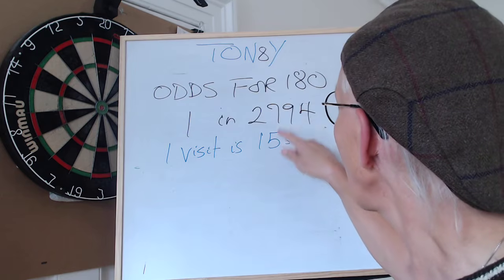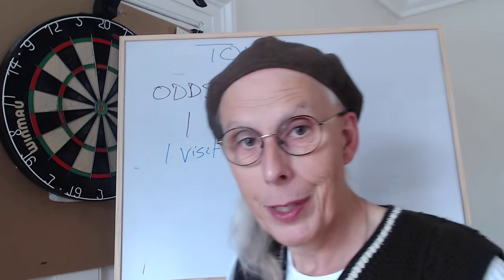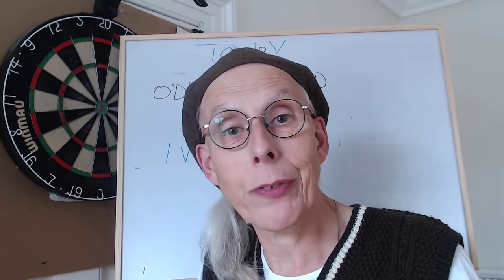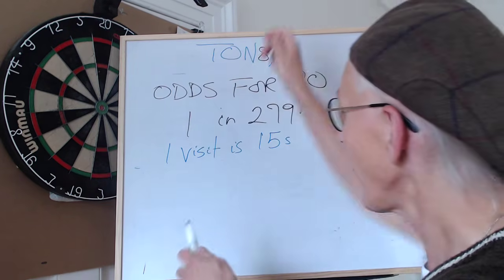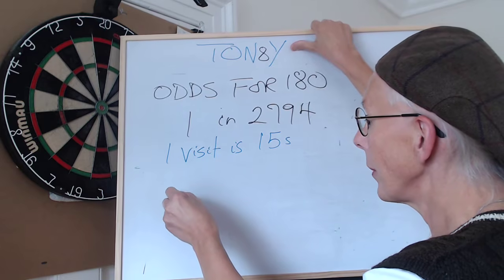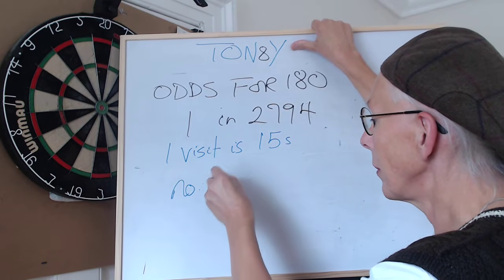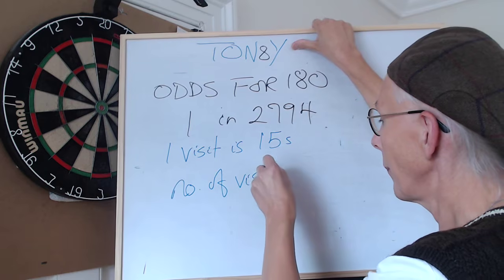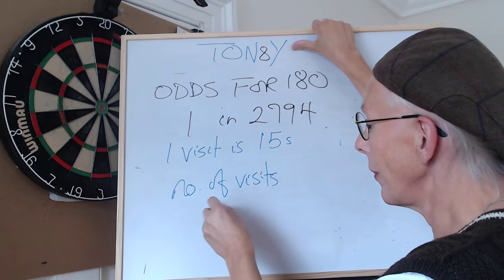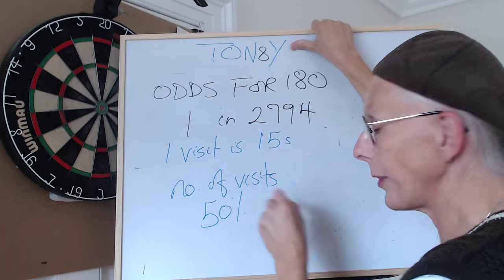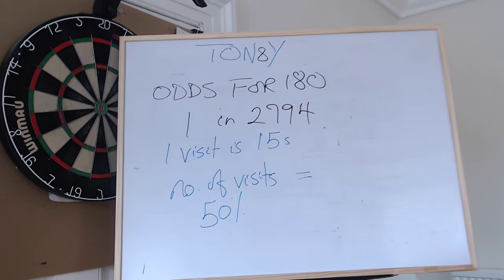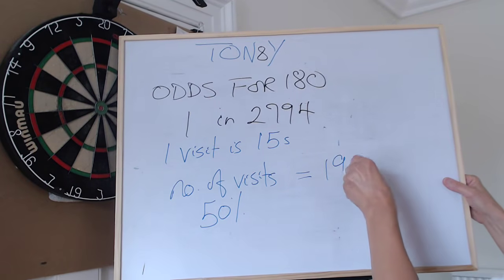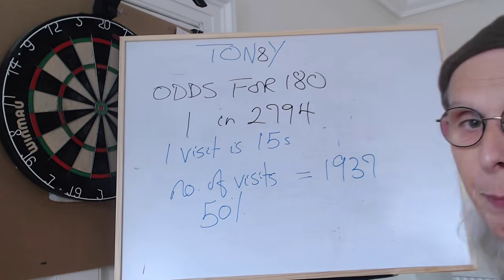Now you don't just multiply 15 seconds by this number, because Tony might get that 180 on his first go, because it's all random. So the way we do this is we ask how many visits for Tony to have a 50% chance of having his 180, okay? And that turns out to be 1,937.